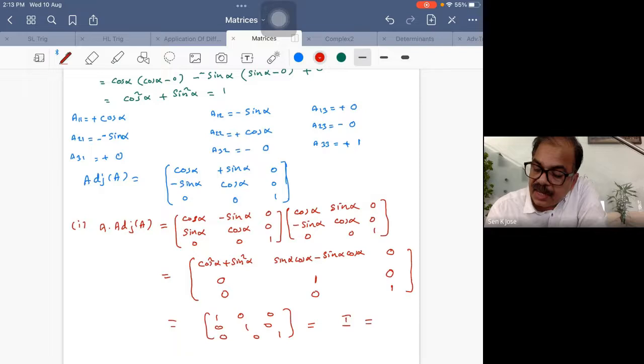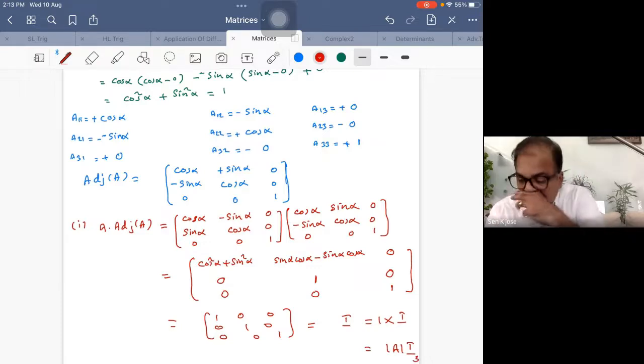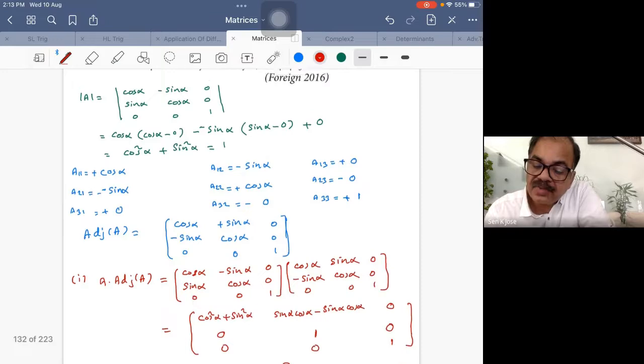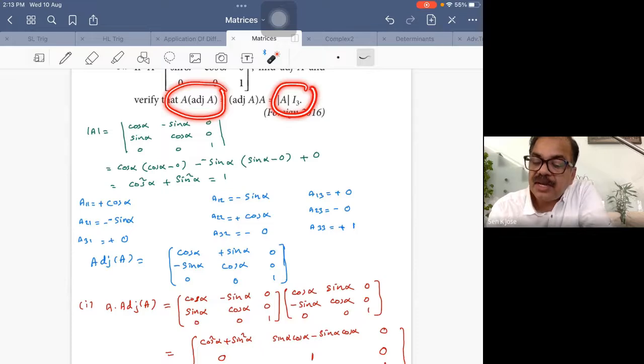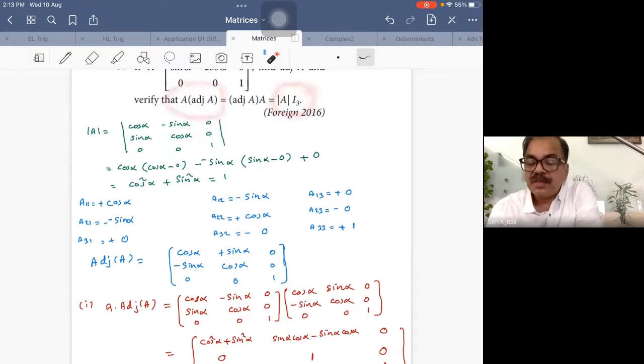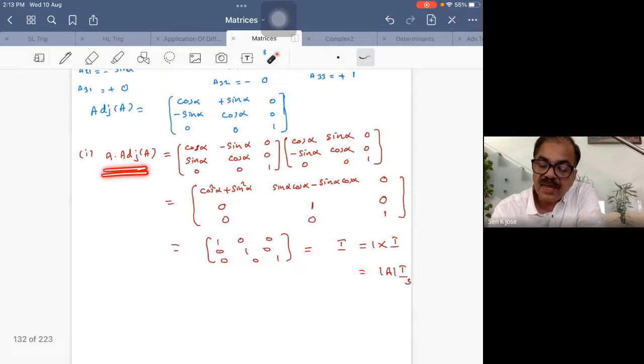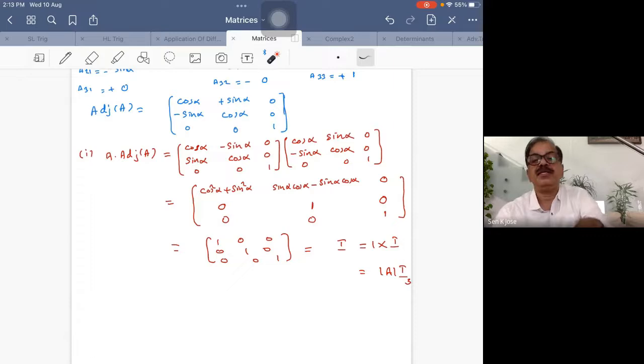Can I write I as 1 times I? No harm, right? And what is 1? 1 is actually determinant A. So determinant A into I3, the identity matrix of order 3. Which means I already proved that A into adjoint of A is equal to determinant A into I3. I'm sure you can do adjoint of A into A exactly the same way. For the second part, instead of A into adjoint of A, you put it the other way around and multiply. You'll be doing exactly the same thing.